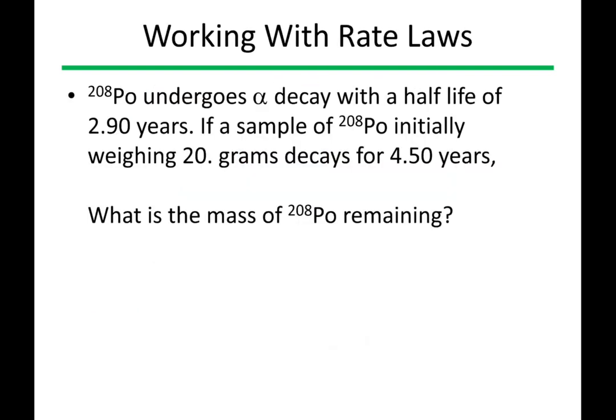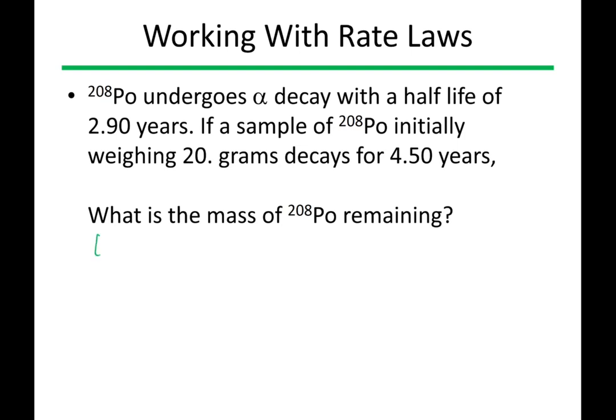So let's look at using one of these rate laws for a calculation. We have this polonium-208, and we're going to say this undergoes alpha decay with a half-life of 2.90 years. If a sample of polonium-208 initially weighed 20 grams and was decaying for 4.5 years, what mass of the polonium would be remaining? So let's set this up.